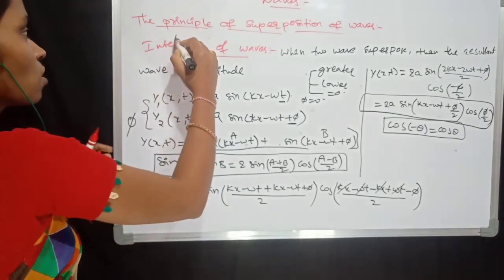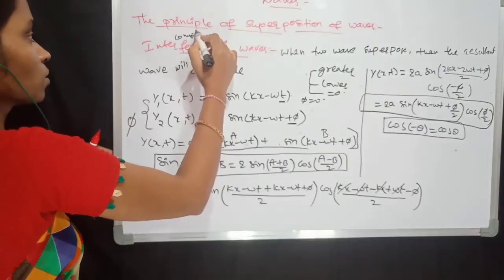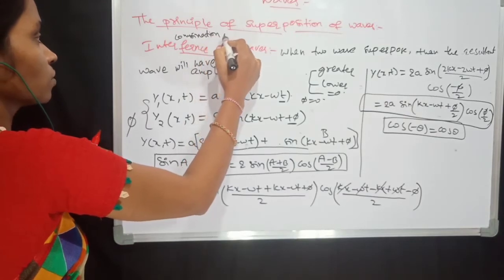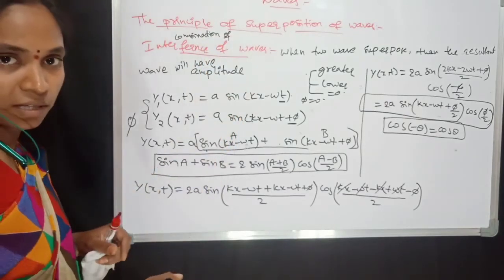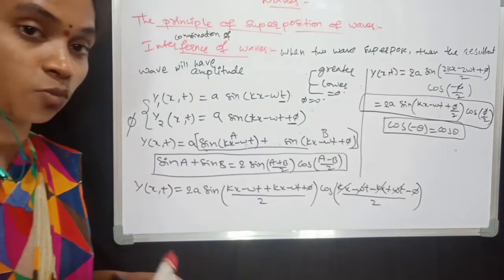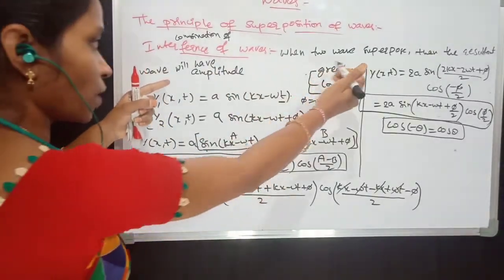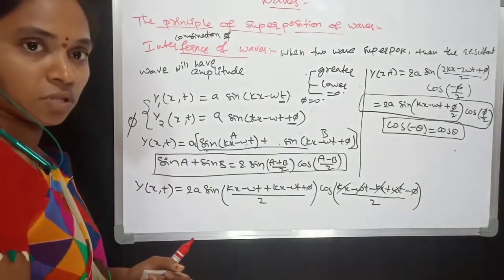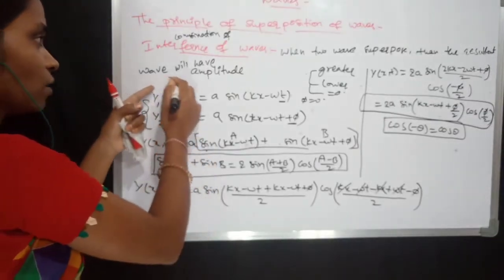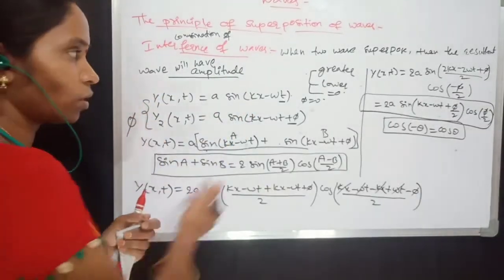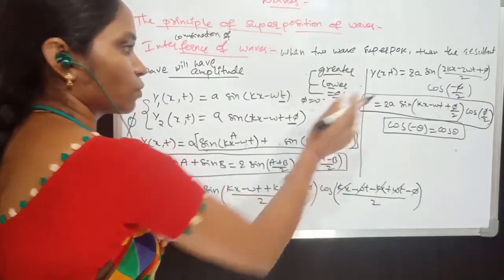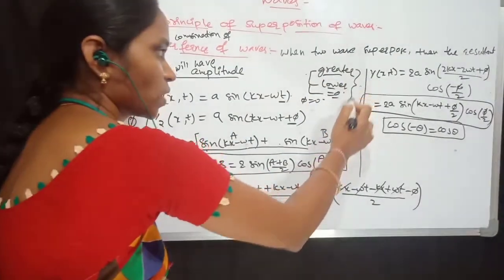Interference is nothing but the combination of two or more pulses, or two or more waves. I told you that whenever two waves superimpose each other, the resultant wave will have an amplitude greater, lower or equal to 0. We have to prove this.